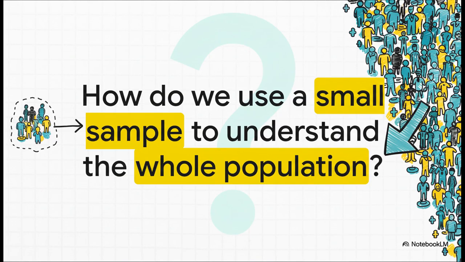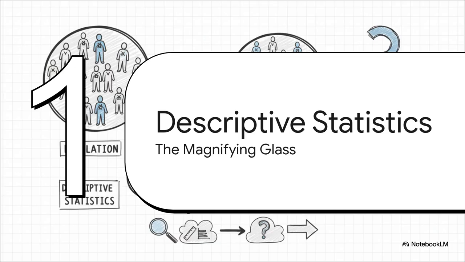And that leads us right to the core question of pretty much all of statistics. How can we use what we learned from that tiny little sample to say something true and meaningful about the entire population? Well, the answer comes in two parts, using two very different kinds of tools. Let's start with our first tool. I like to think of this one as the magnifying glass.